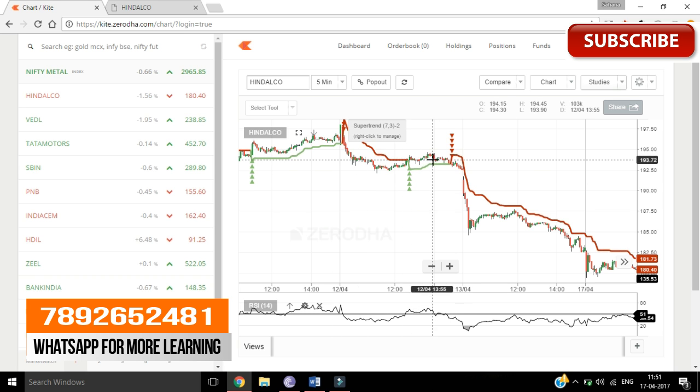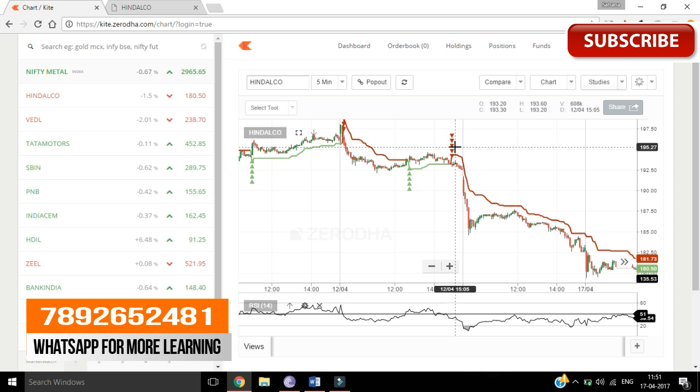And anything after 1 o'clock, if you're getting a signal like this, for example, this is a signal after 1 o'clock, right? You cannot do intraday because the movement will be very less after 1 o'clock. I mean, the time frame is very less for you to hit maximum returns. So what you guys can do after 1 o'clock, it is safe for you to buy it positional.